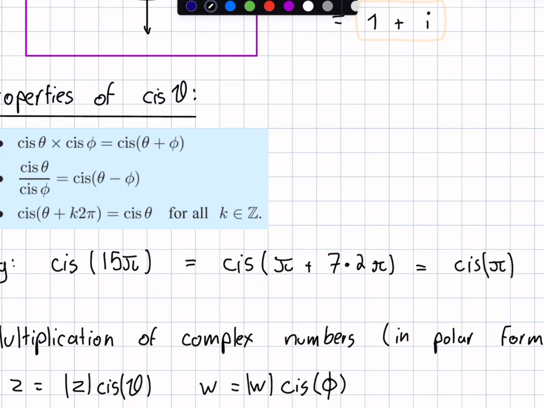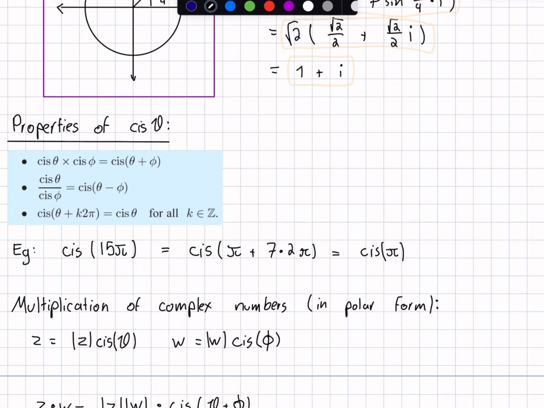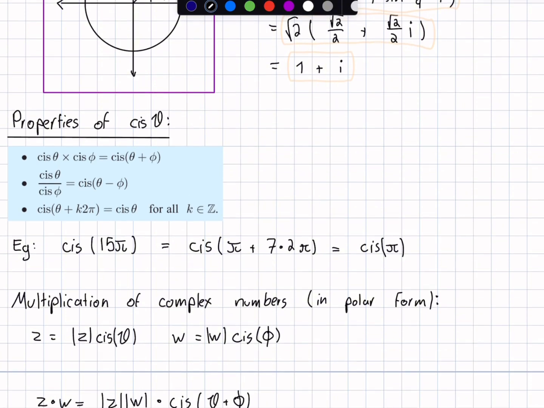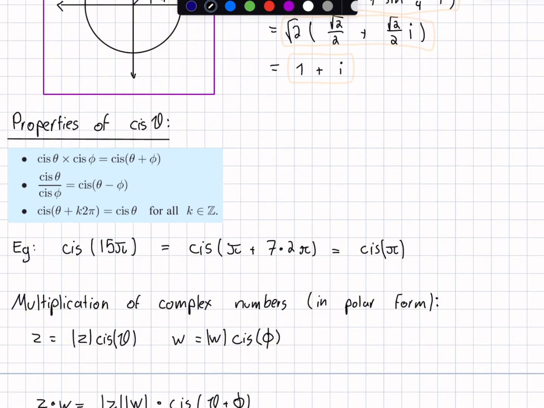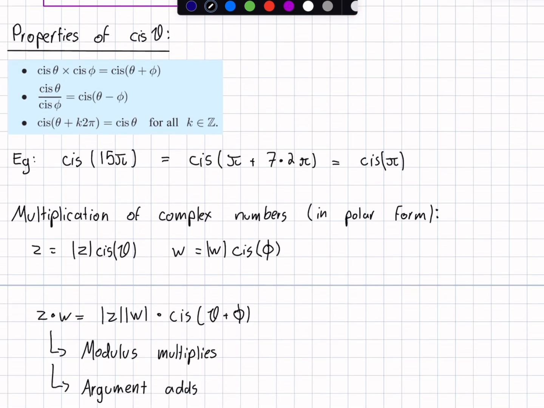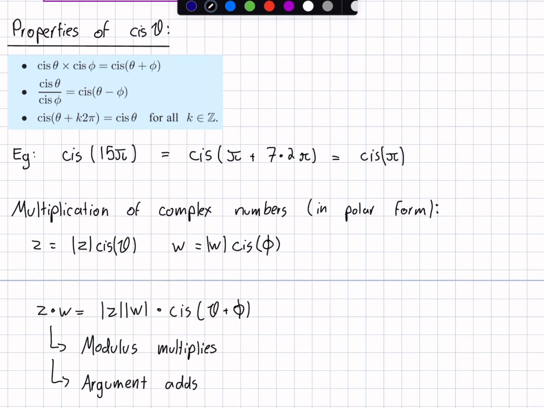Here is a short example. Cis of 15 pi is equal to cis pi plus 7 times 2 pi, which is only equal to cis pi. Here is an example of a multiplication of complex numbers in polar form. So, as you can see, the modulus multiplies and the argument adds in a complex number multiplication.